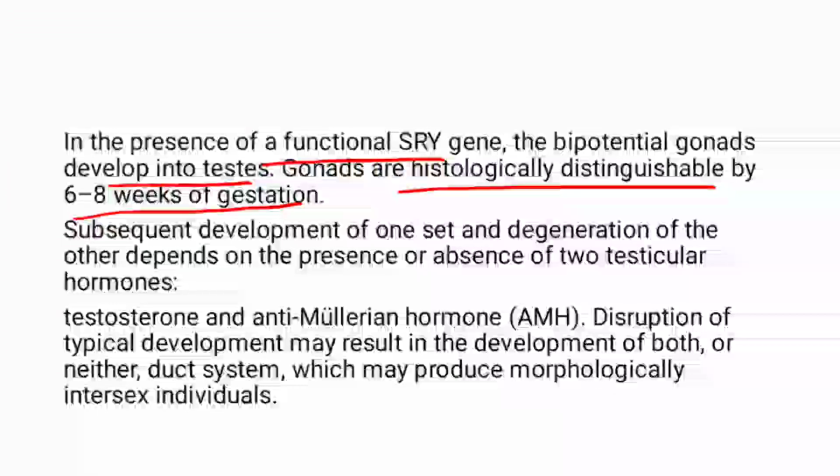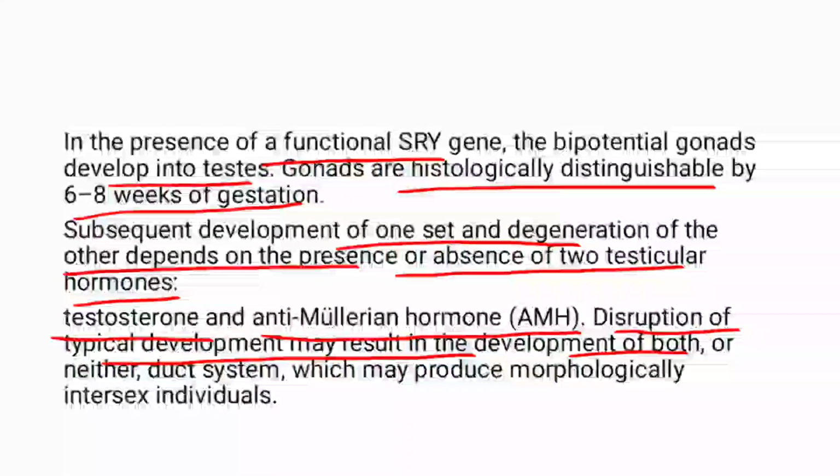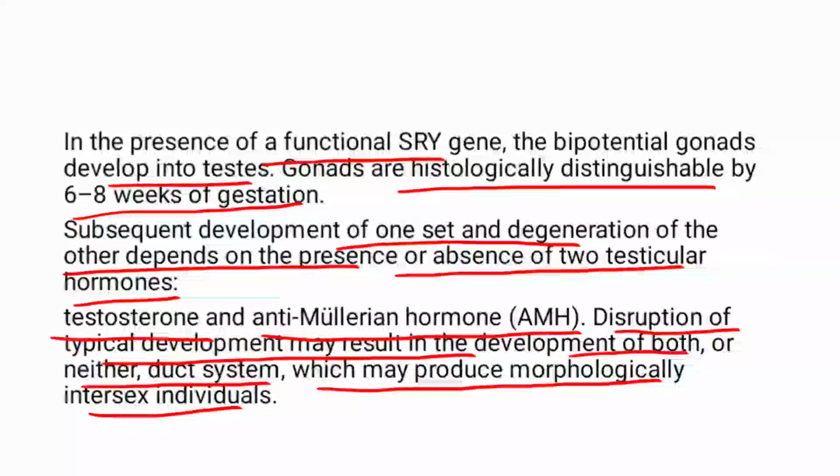Subsequent development of one set and degeneration of the other depends on the presence or absence of two testicular hormones, that is testosterone and anti-Mullerian hormone, also called Mullerian inhibiting substance. Disruption of typical development may result in the development of both or neither duct system, which may produce morphologically intersex individuals.